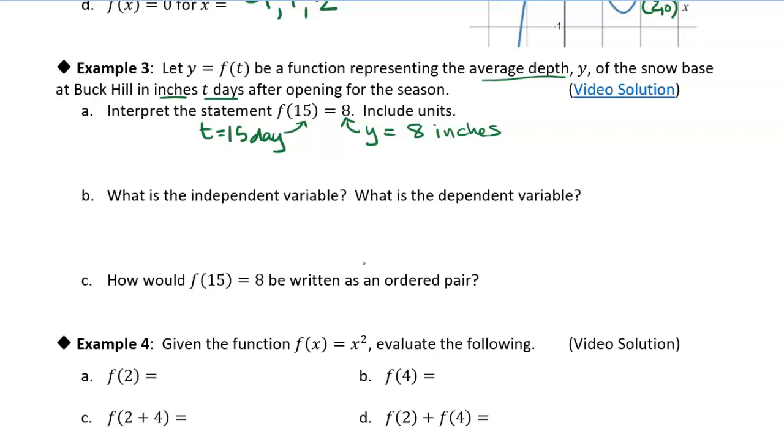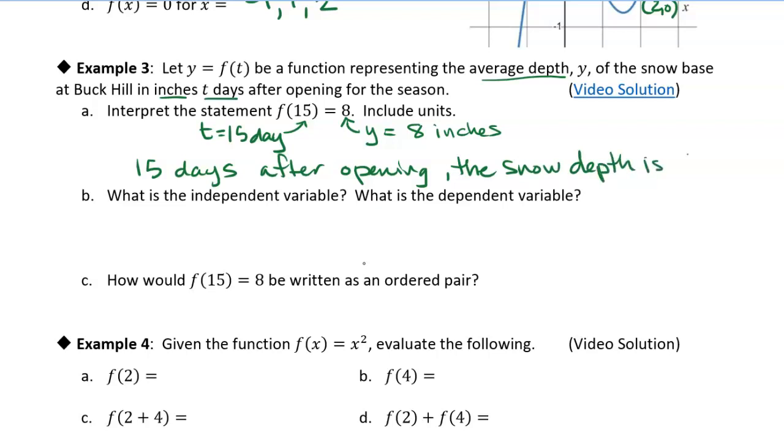So now I want to interpret this using a sentence. So what this is telling me is that 15 days after opening, the snow depth is 8 inches. Okay. So you see, we've used the units. The snow depth is measured in inches, so we're using inches, and the time is measured in days, right? So it's 15 days.